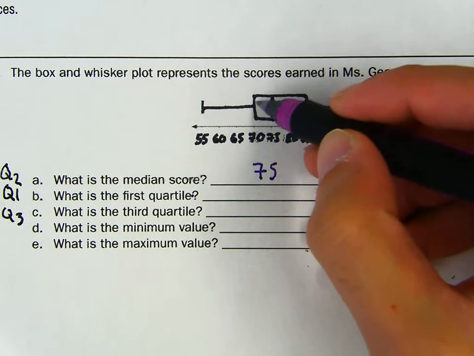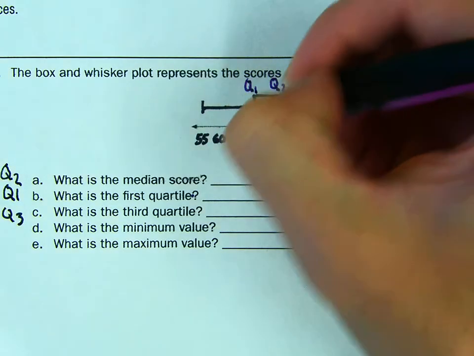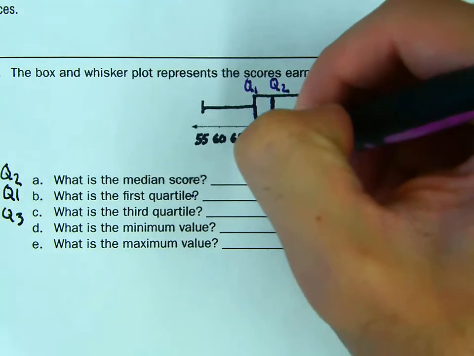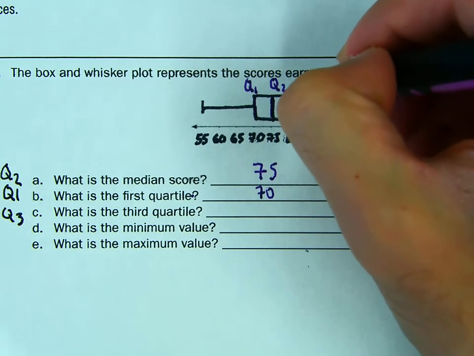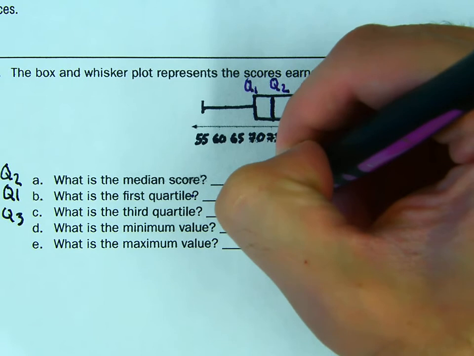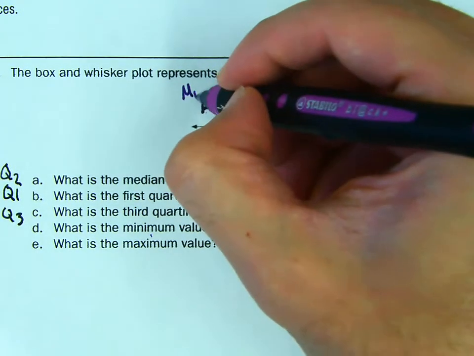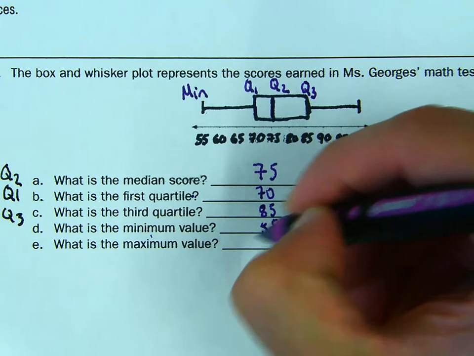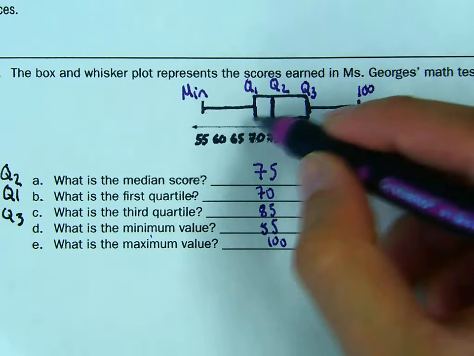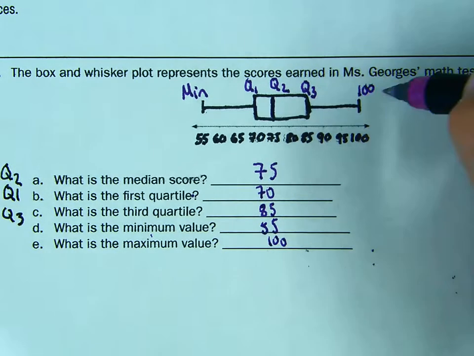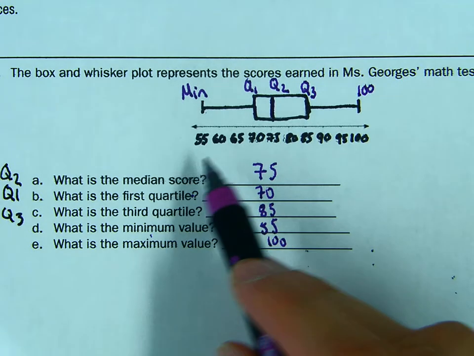The first quartile is this part here. I can identify it. This is Q2. This is Q1. My Q1 would be, what is that, 70? My Q3 is this part here. That's about 85. What is my minimum value? 55. This is my min. And what is my maximum value? It's 100. And if my picture is a little bit off from yours, just let me know. But these are the values for this graph.